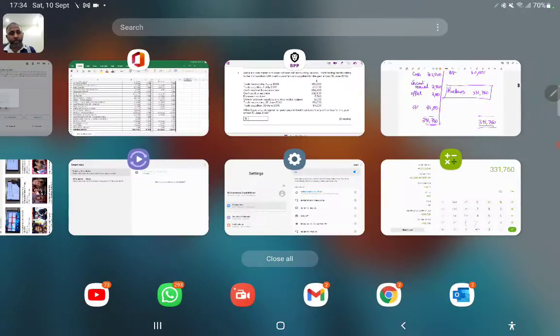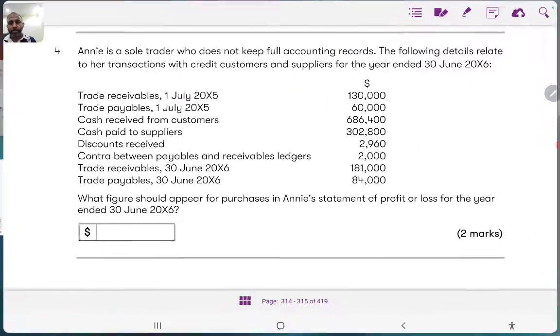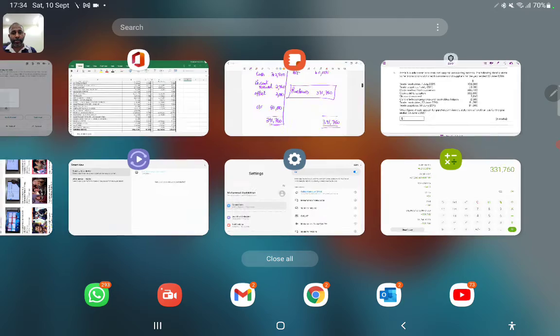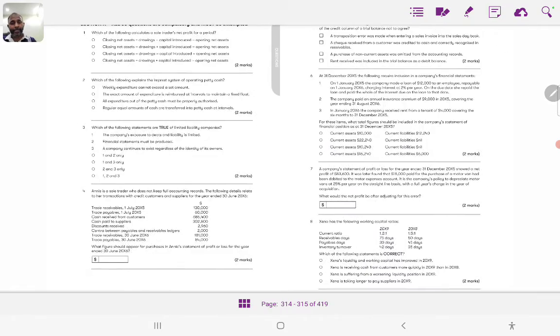So now what the question is asking, we need to fill in this box with the purchases amount, 331,760. So this question goes like that.